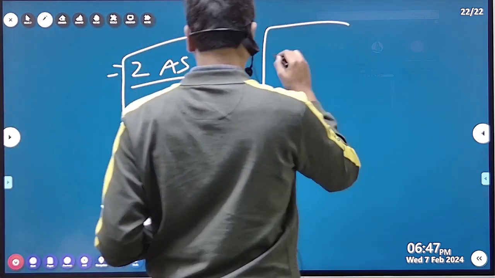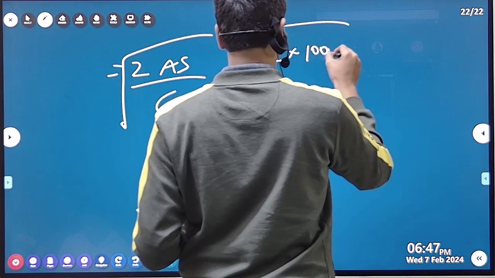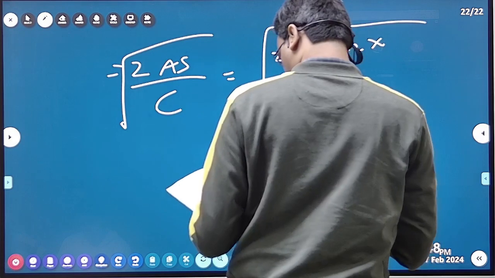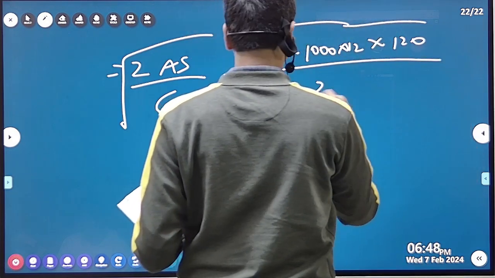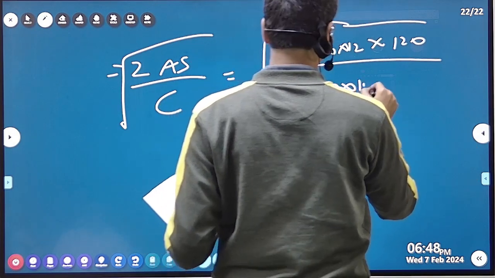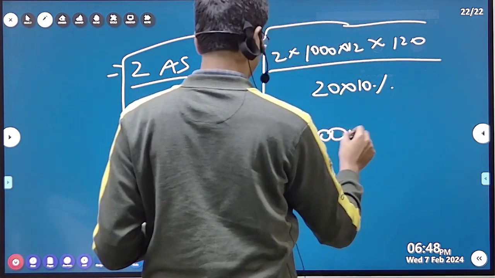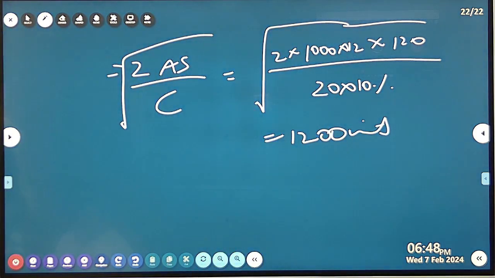Okay, 2 into 1000 into 12 into 120 is your setup cost by 20 into 10%. So he says it's 12,000. Yes. Okay.